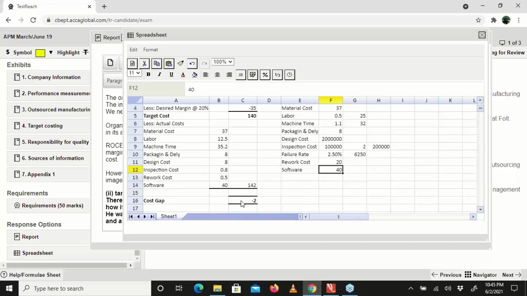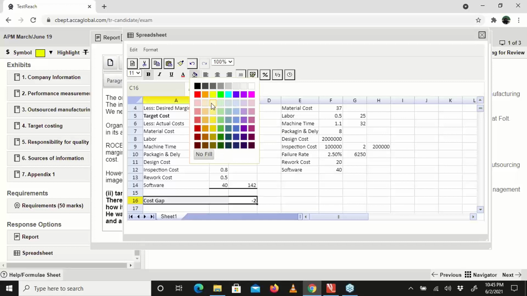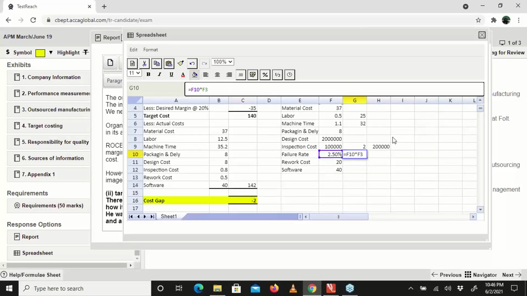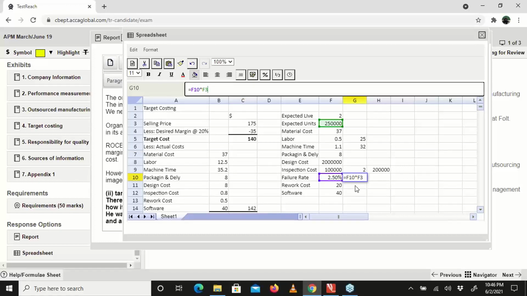Okay, so we have been able to calculate the cost gap, which turns out to be 2 million. Now, if anyone has any questions on this, you may ask. How did I calculate the failure rate? I calculated it like this. I said the number of units multiplied by this percentage. This is the failure rate.